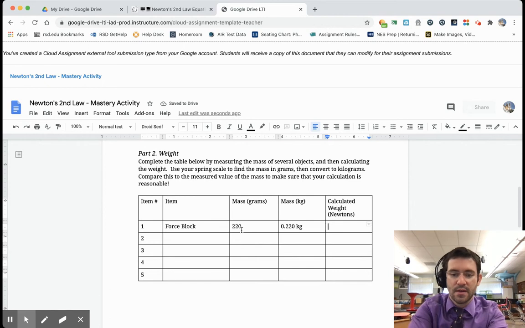And then we're going to calculate the weight in newtons. To do that, it's mass times gravity. Weight equals mass times gravity. You would get 0.22 for the mass times gravity, 9.8, and then you'll have your answer. So you want to make sure you multiply by kilograms and not grams to get your answer for this one.